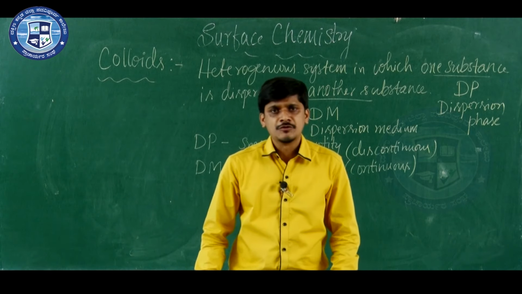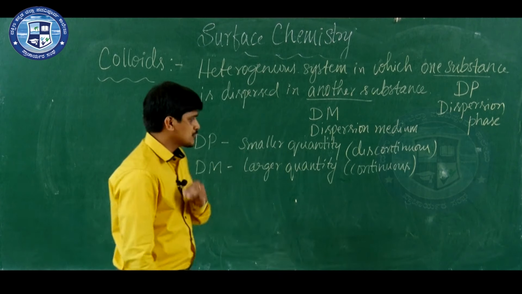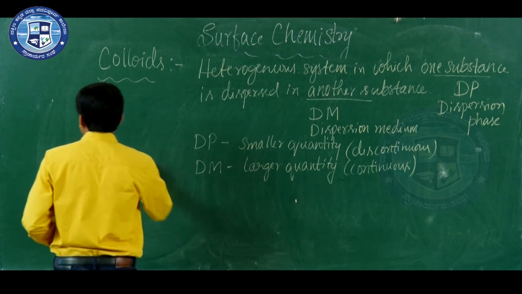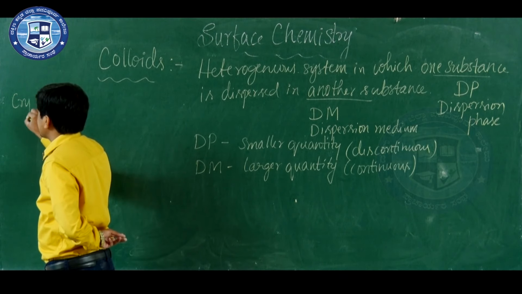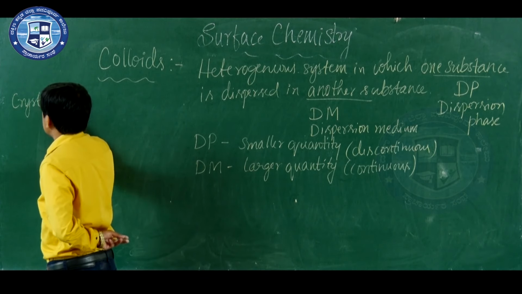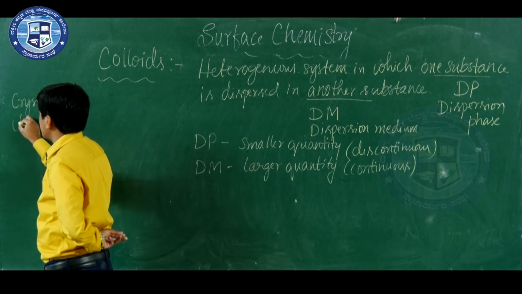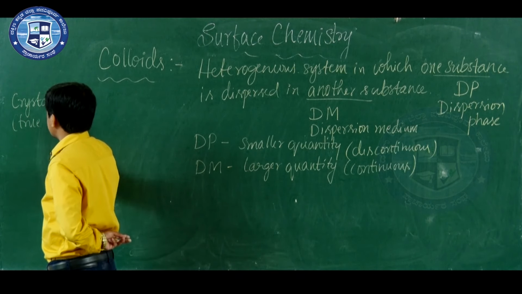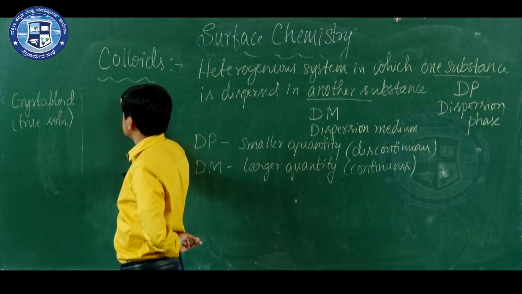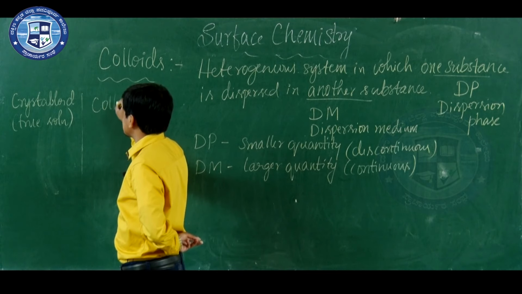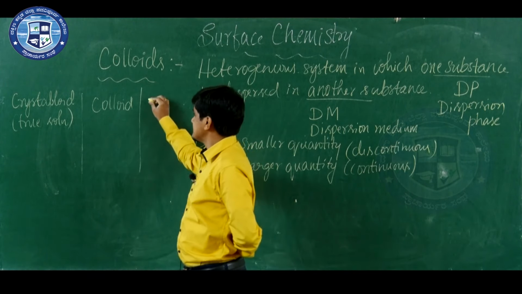So, as we know, substances are of three types. What are those three types of substances? One is crystalloid, also called true solution particle. Another one is colloid, what we are discussing now, and the third one is suspension.